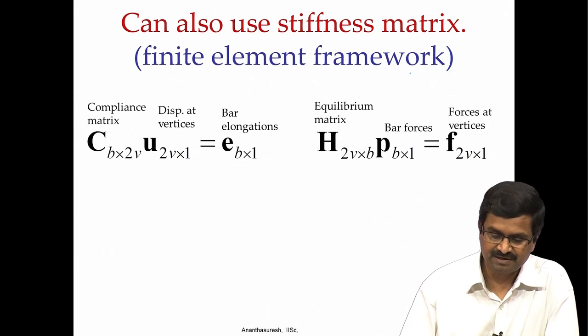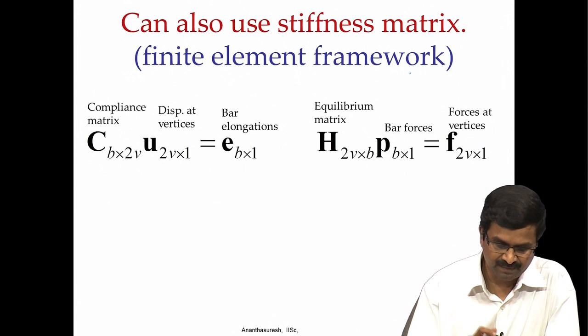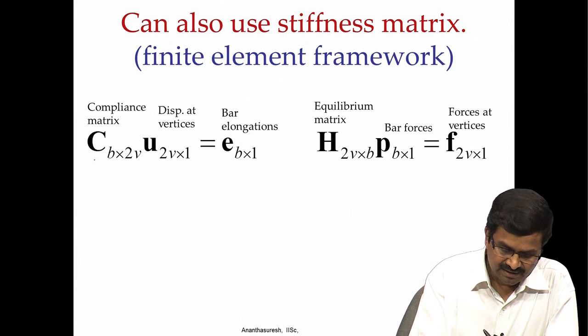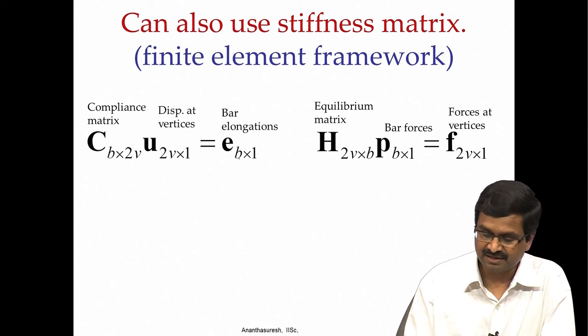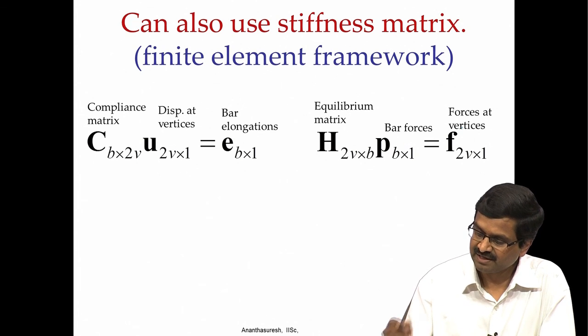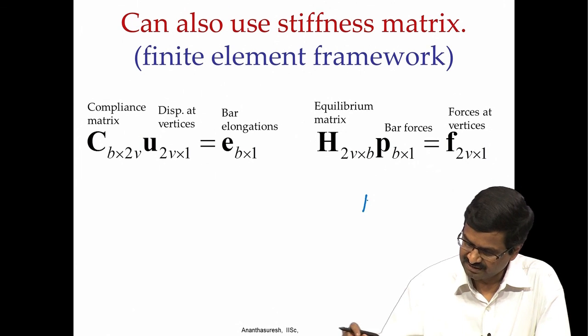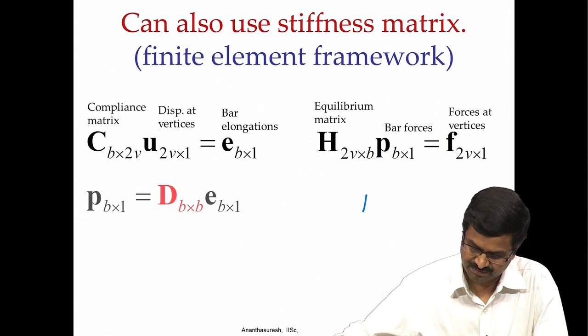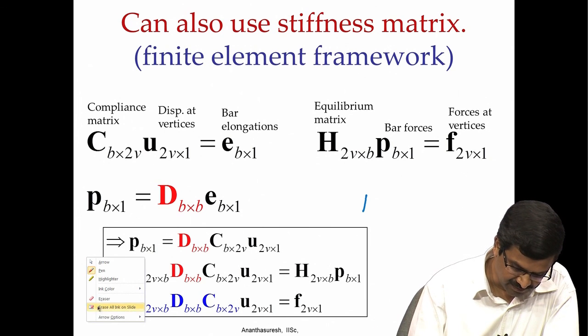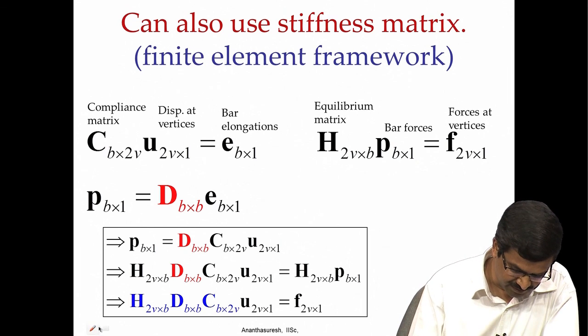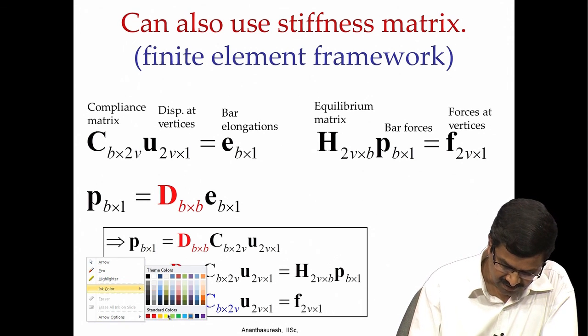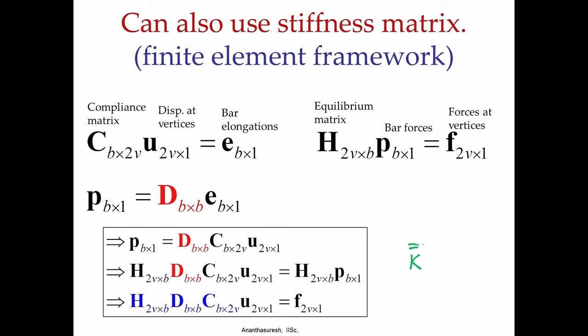And we can also use the stiffness matrix, which is from the finite element framework. Here we have the compliance matrix relating displacements and bar elongations, and the equilibrium matrix relating bar forces and forces acting on the vertex, the external force. But what we want is actually the stiffness matrix. Okay. So, let me erase this little thing. What we want is a stiffness matrix K, which relates vertex displacements to forces on the vertices: Ku equals F, like Kx equals F, like a spring equation.